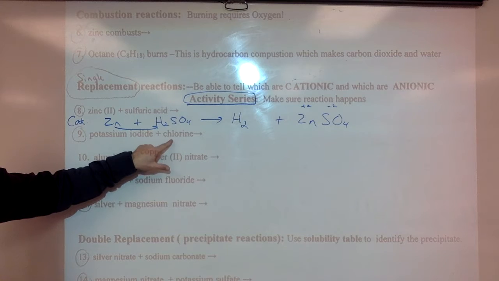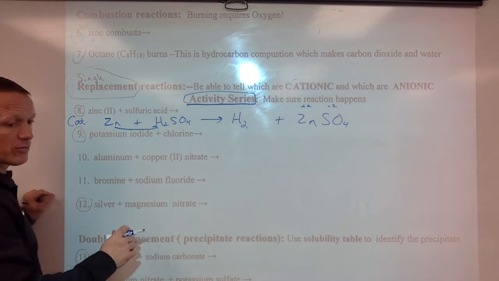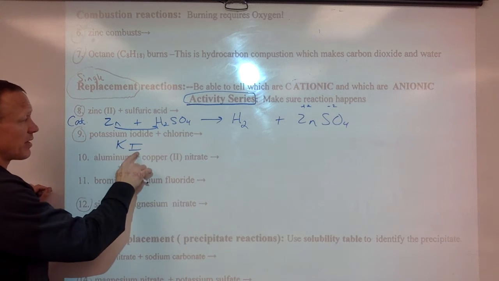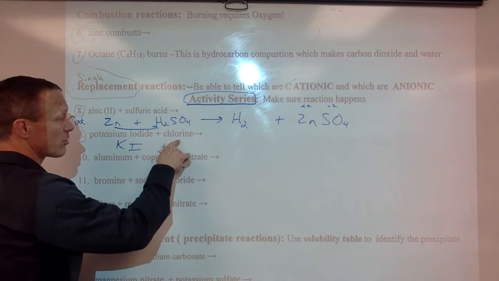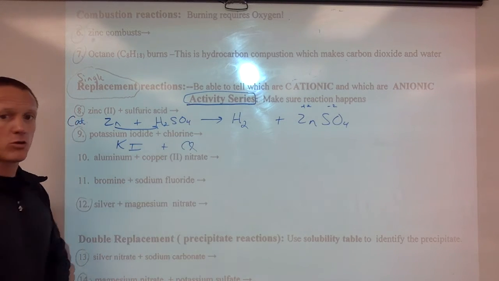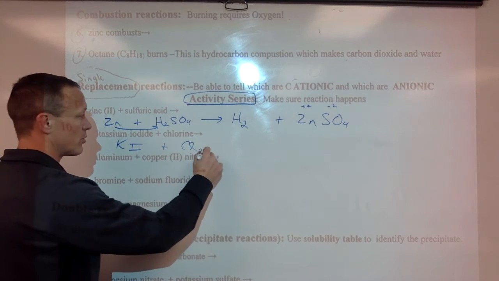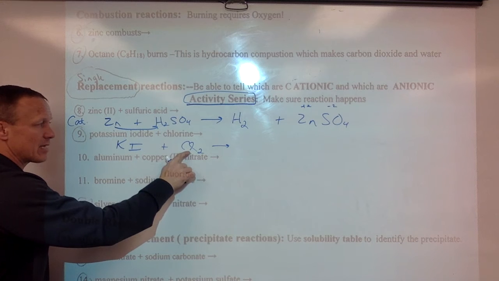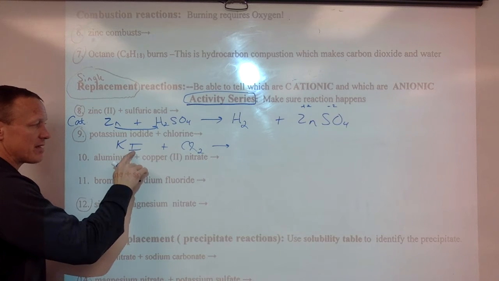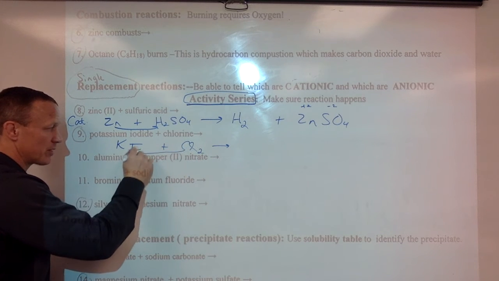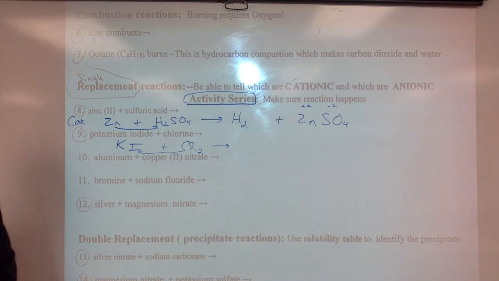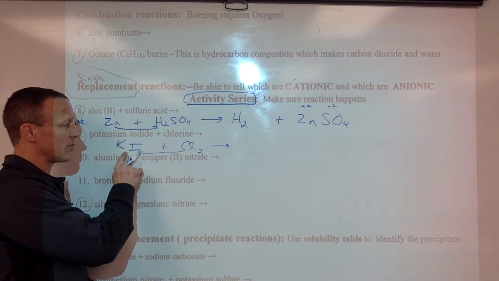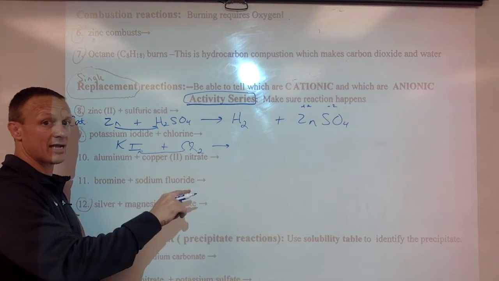This one is an anionic single replacement. So I'll start it off here. We have potassium iodide, which is a +1 -1 charge, plus chlorine. Chlorine is diatomic, so Cl2. Now this is a negative thing replacing the negative part of this. So chlorine is going to go over here and replace the negative part. You're not going to make chlorine iodide. You're going to make potassium chloride, and iodine gets kicked out.